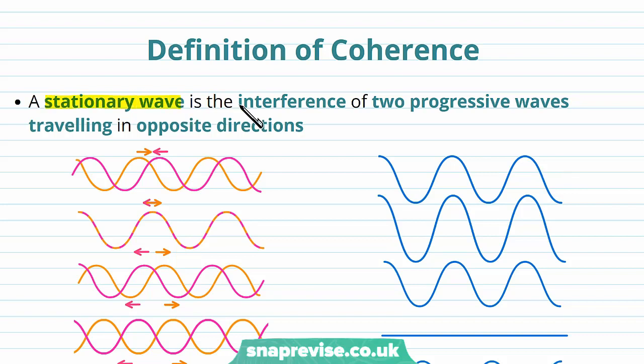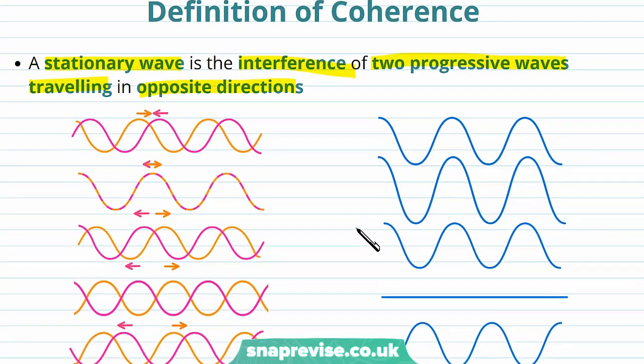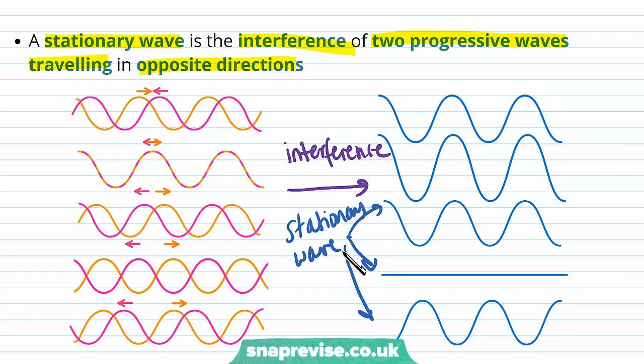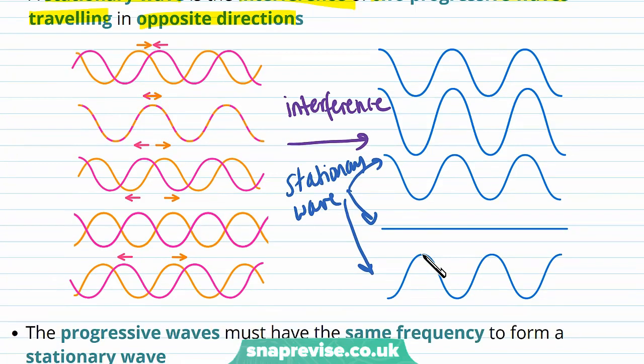A stationary wave is the interference of two progressive waves travelling in opposite directions. So we've already come across this idea of setting up a stationary wave. On the left here, we've got two progressive waves that are coming towards each other. When these two waves pass through each other, we get interference, and the interference of these two progressive waves is what produces the stationary wave. We've seen we get both constructive and destructive interference, depending on whether the waves are in phase or out of phase with each other.